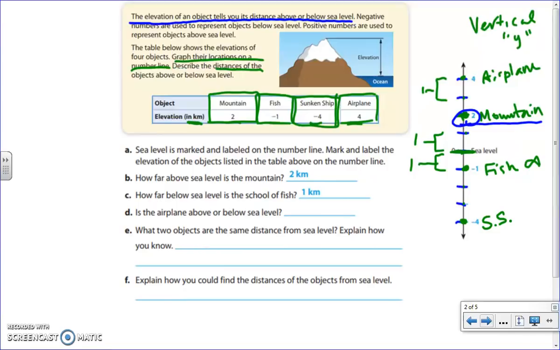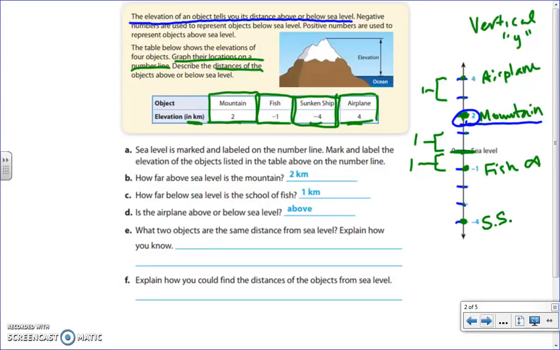How far above or below sea level is the airplane? Again, it's above, and we would say that it's 4 above. Or the sunken ship, we would say it's 4 below. We wouldn't say it's -4 below. That would be a double negative. That would be like saying I ain't got none teeth. That means you do have teeth. I mean, it's a double negative.